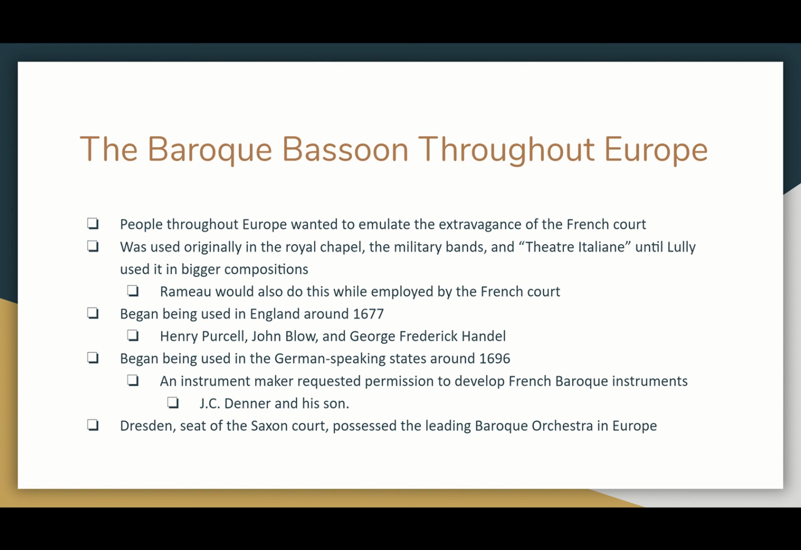There is a painting, Der Pfeifenmacher, by Christoph Weigel, done in Nuremberg in 1698, which illustrates both a Dulcian and a Baroque bassoon being created, and this image matches the descriptions of instruments made by J.C. Denner and his son during this time.